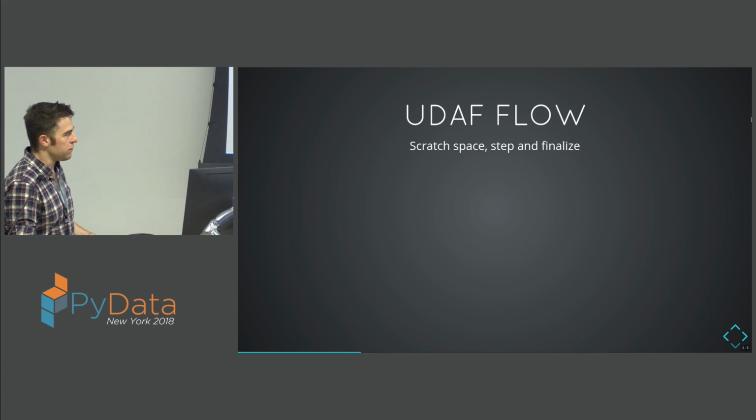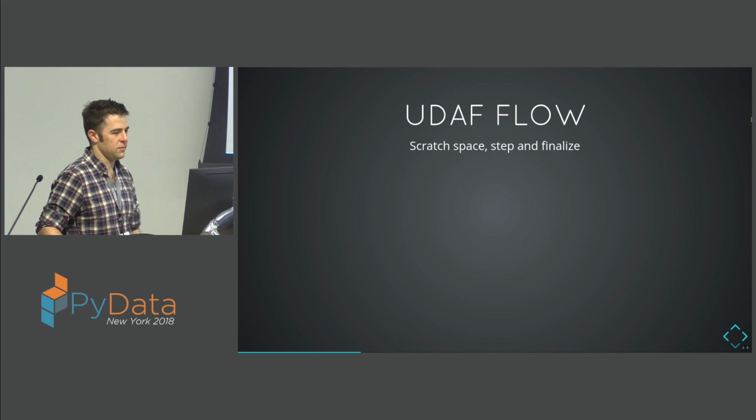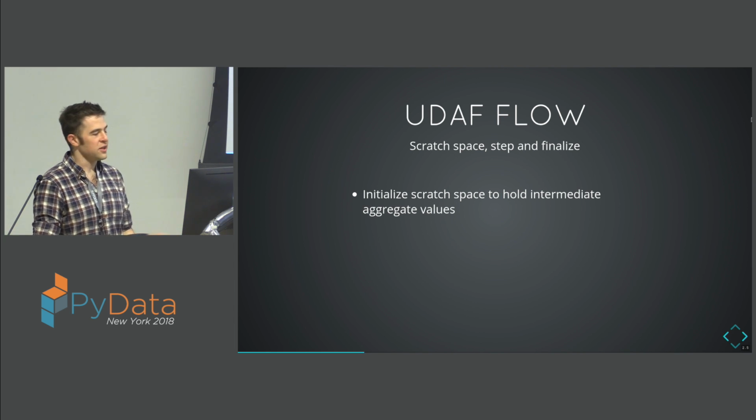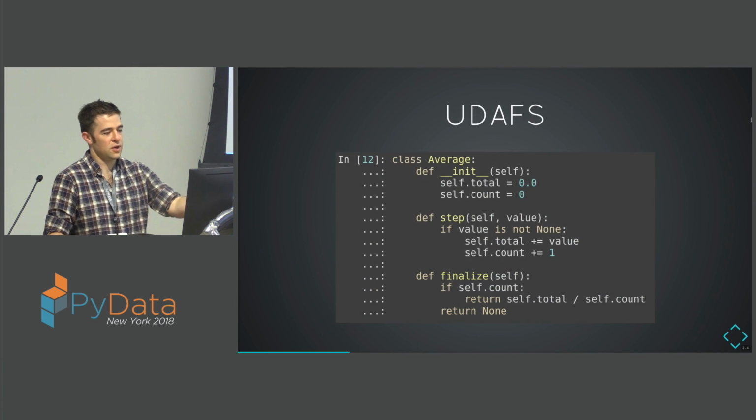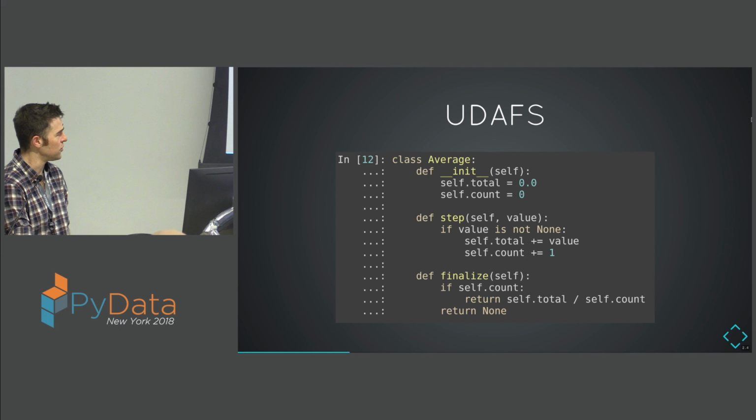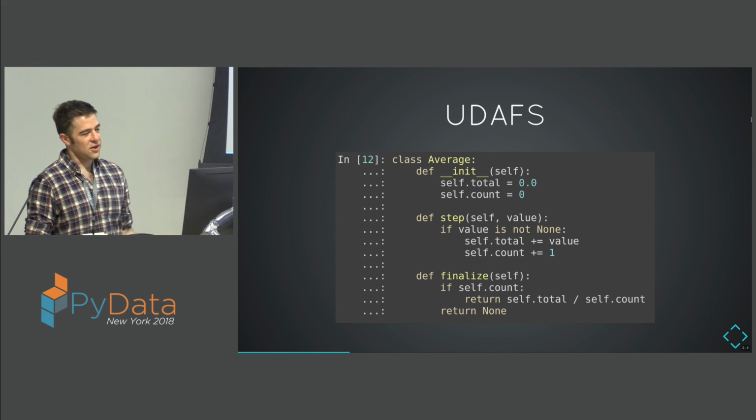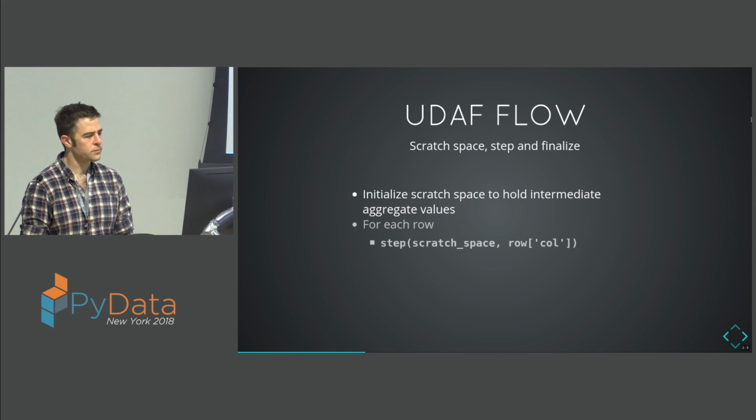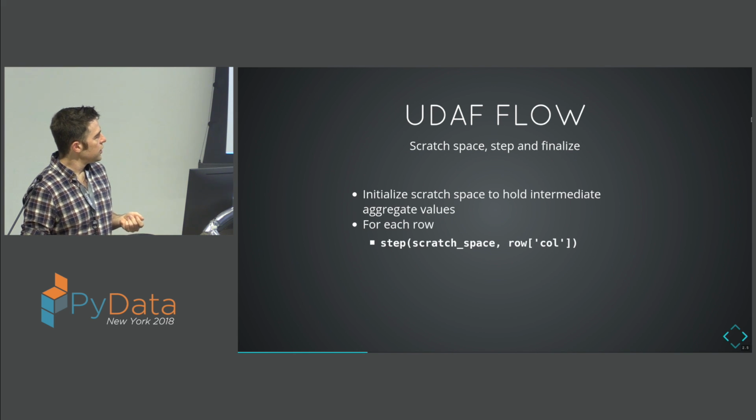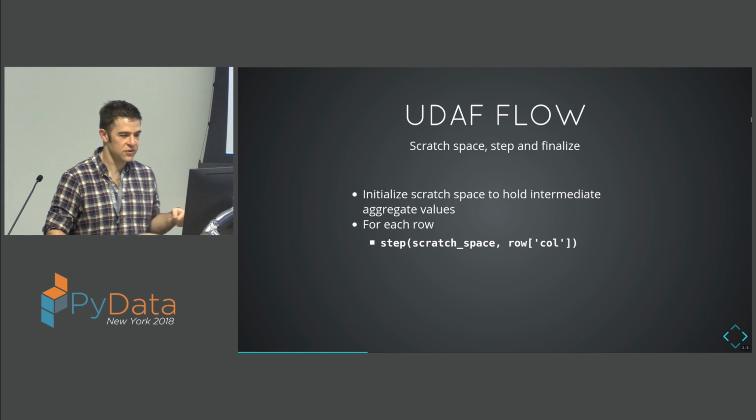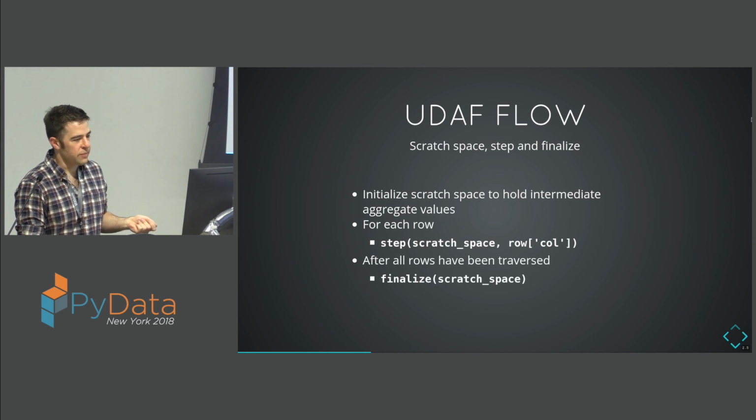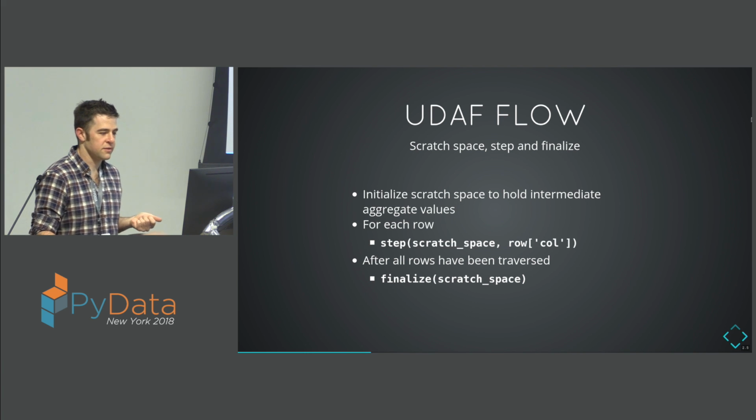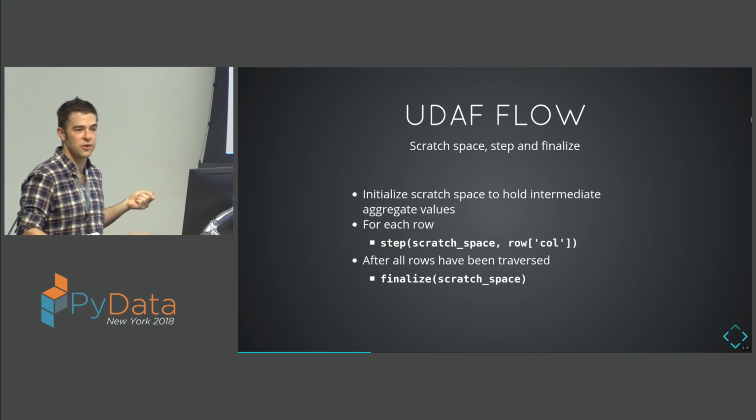So what is the actual flow of how this class is used? First, SQLite is going to initialize scratch space to hold intermediate values. Going back here, these are the values of total and count, right? So you actually need to instantiate the class. That's basically what's happening there. Then for each row in the column that you call your function on, it's going to call step with this scratch space and the arguments that you give it. Finally, after all rows have been traversed, it's going to call finalize, which gives you a chance to tidy up and finish up your computation.